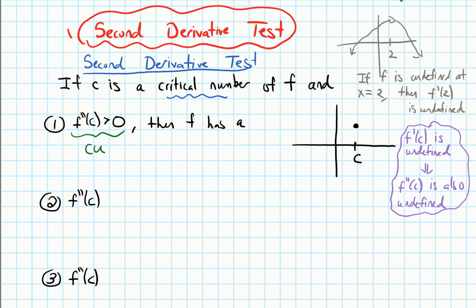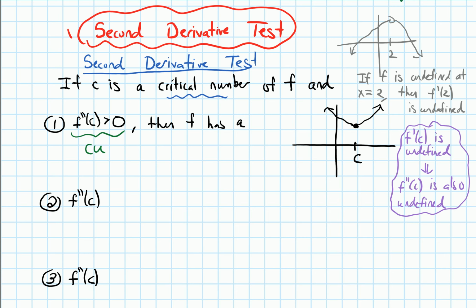Okay, so I can't have a sharp corner. It's got to be sort of flat-ish. And when the second derivative is positive, that means my function is concave up. So my function's got to be a concave up shape, so an upwards U shape, and it's got to be perfectly flat at c, because I'm saying it's a critical number.